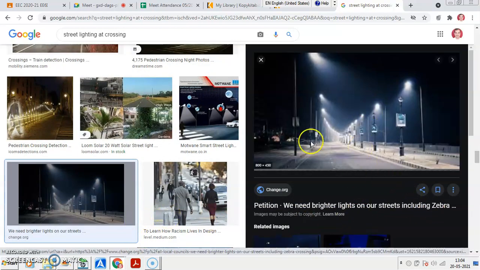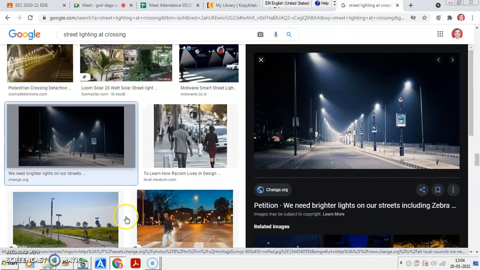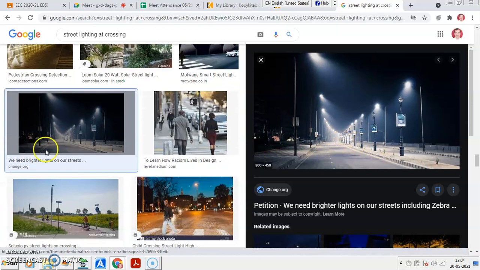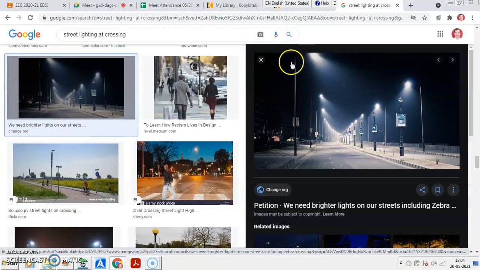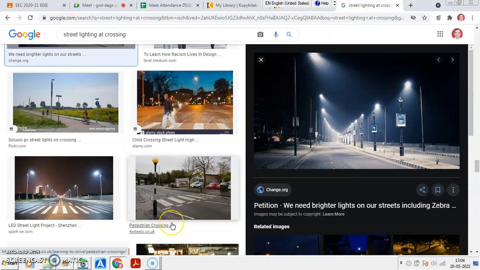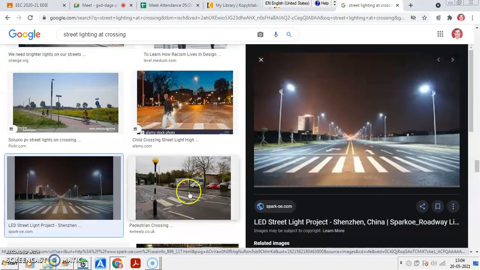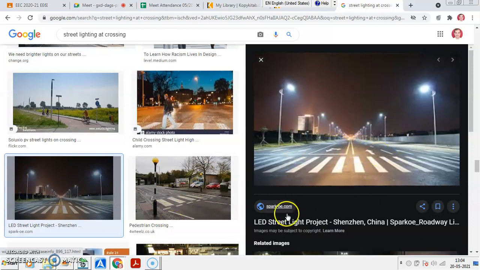Brighter light, if required, including zebra. If more illuminance is required, you may increase the high power LEDs. LED street light project.